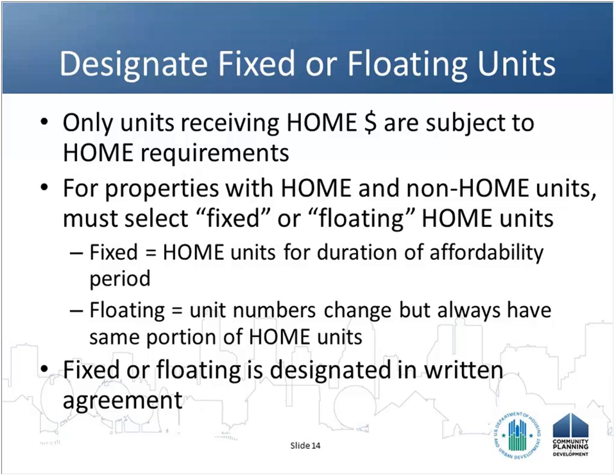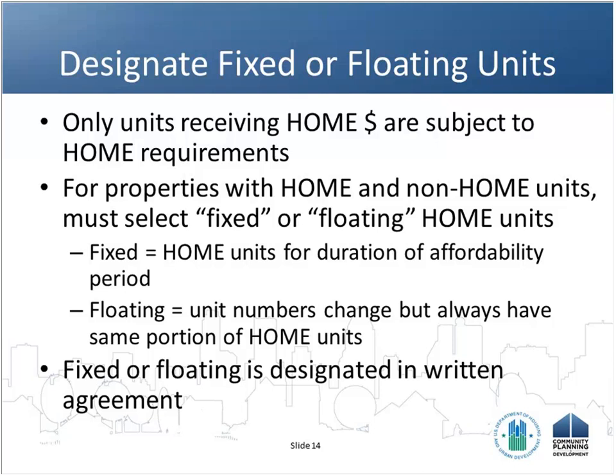And so we have a couple of ways we can maintain that. If we do fixed units, we're simply going to designate specific units and say these same units are always going to be our HOME units throughout the affordability period. Probably a little bit simpler to track, but you'll see when we get into our long-term affordability and managing that unit mix, with fixed units, we oftentimes will have to wait a little longer to get out of temporary non-compliance issues where we have a tenant income that's gone over what that restriction was.